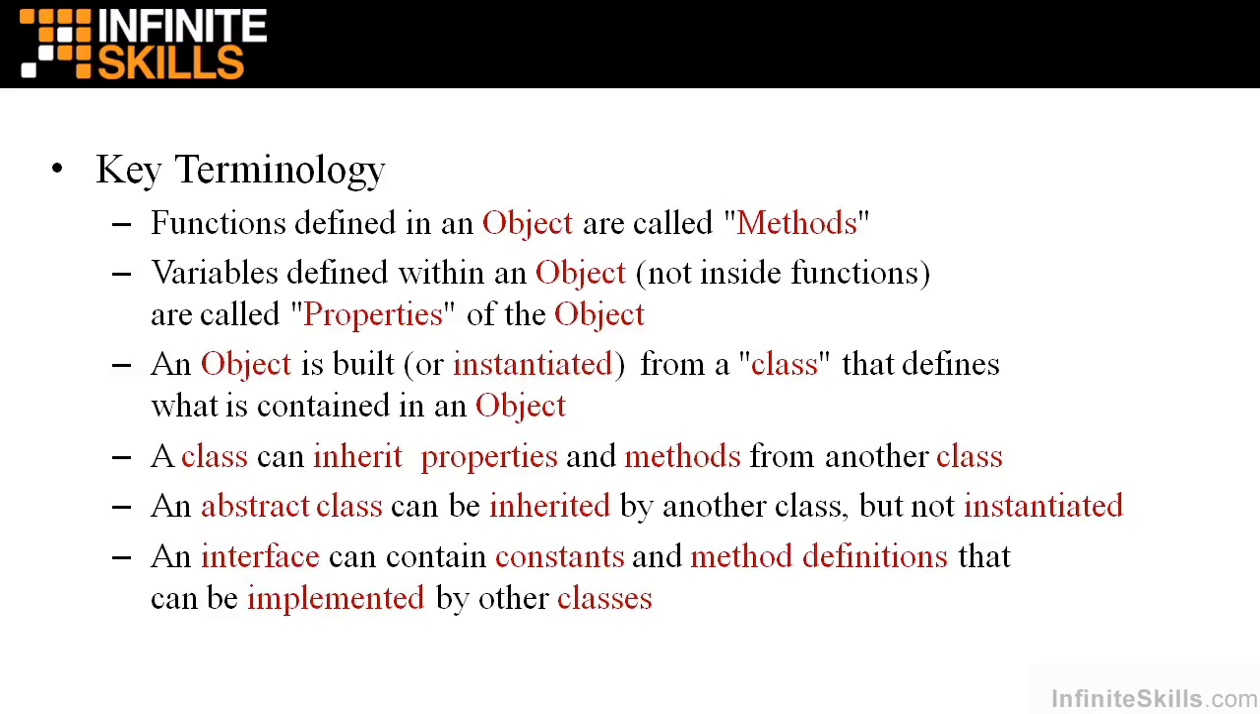An interface is another key thing that we're going to build with object-oriented programming. It's a special object, if you will, that can contain constants and method definitions. Not methods with code or anything, but the method definitions. And these are implemented. That's a key word. They're implemented by other classes.